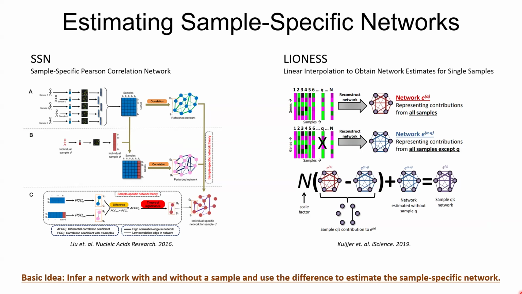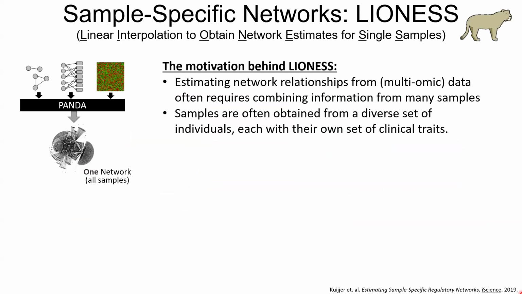Both of these approaches have the same basic idea. The idea is to infer a network with and without a sample and use the difference to estimate the sample-specific network. Since this is the same basic underlying approach, I'm going to dig into a little bit how we do this in the context of LIONESS. So the motivation behind LIONESS is as follows. Estimating network relationships for multiple omic data often requires combining information from many different samples. But these samples are often obtained from a diverse set of individuals, each with their own set of clinical traits. So for example, when you apply something like the PANDA algorithm, you'll get one network that represents all the samples.